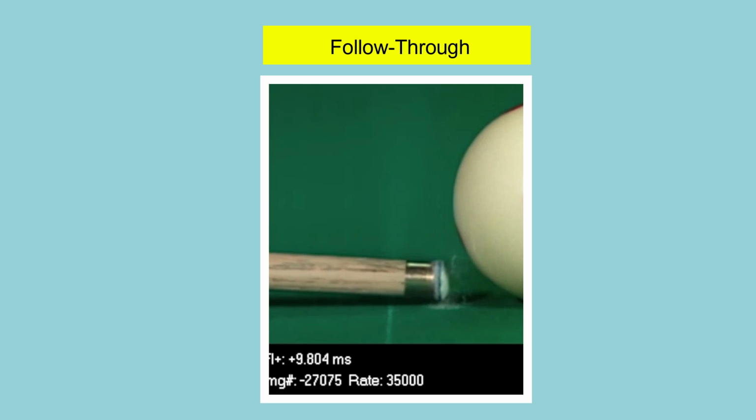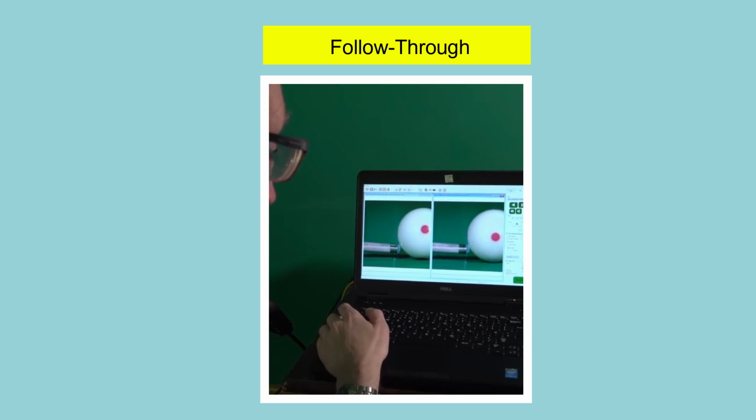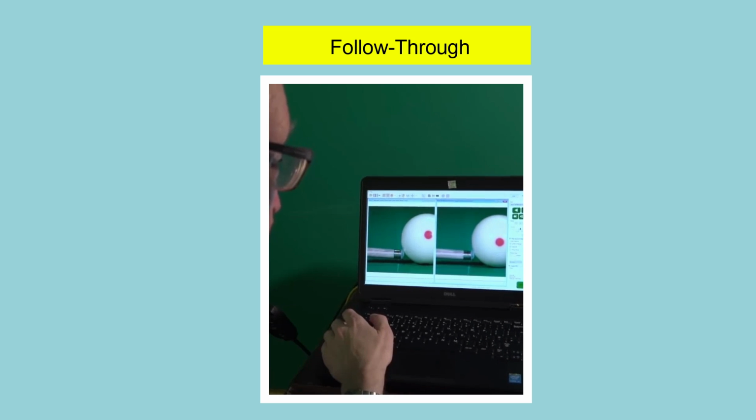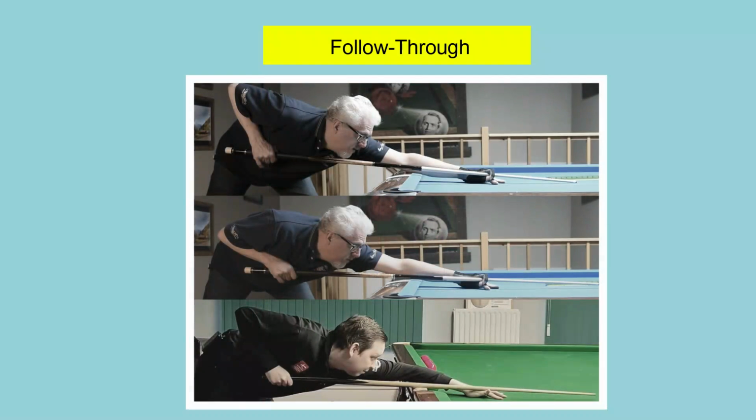So he got a camera that took 35,000 frames per second. And only then was he able to find a microscopic difference in contact time. The point of all this being, the follow-through of the cue stick has no effect on the cue ball once it's left the tip. And you might say, well, if the follow-through doesn't have an effect on the cue ball, then it doesn't have a negative effect on the cue ball.